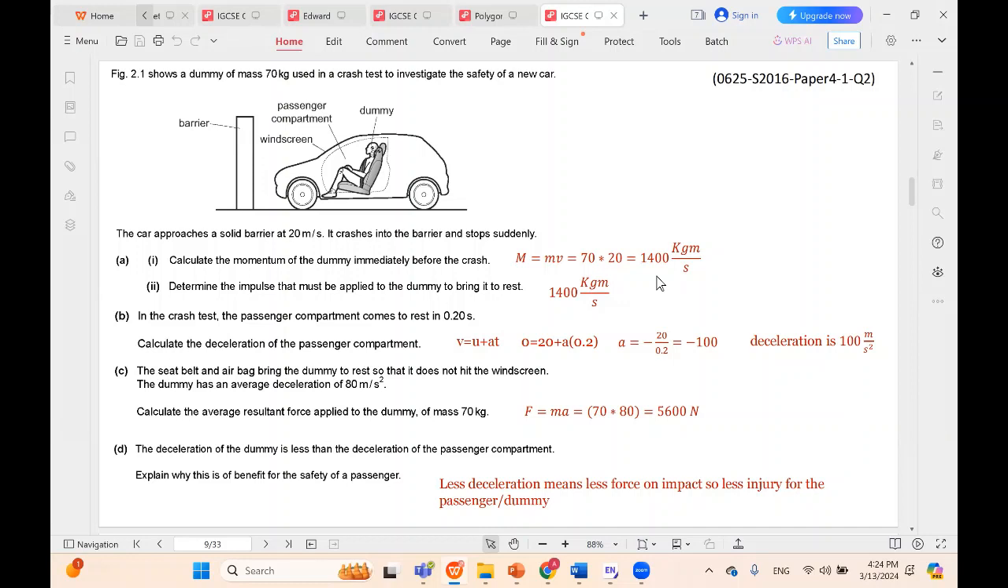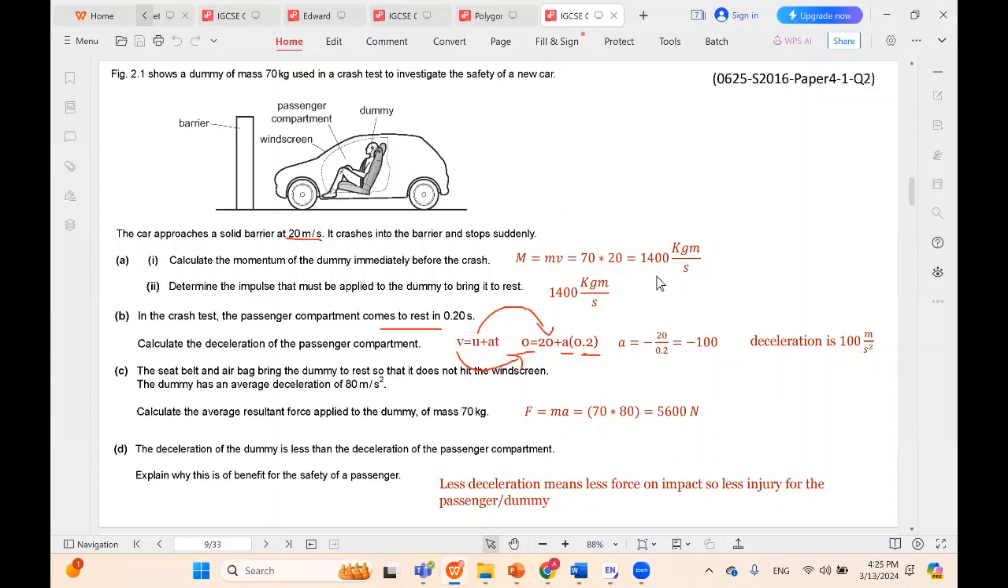So in B, we are told in the crash test, the passenger compartment comes to rest in 0.2 seconds. Calculate the deceleration of the passenger compartment. You can use multiple techniques here. I just decided to use equations of motion because we know that the final velocity is 0 and the initial velocity is 20. So we can use u as 20. And we want to get the acceleration knowing that the time is 0.2.